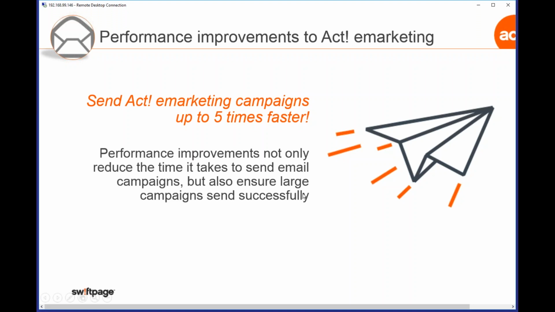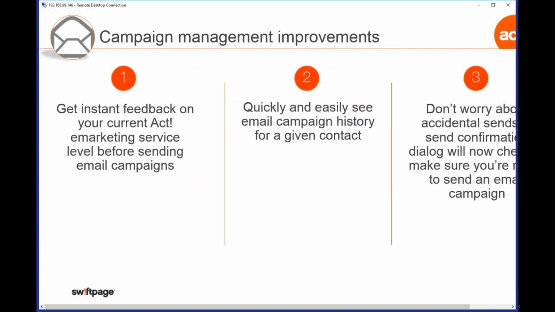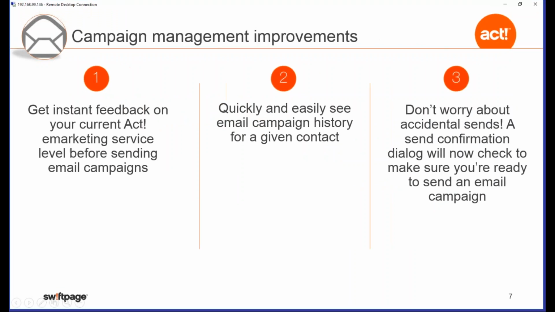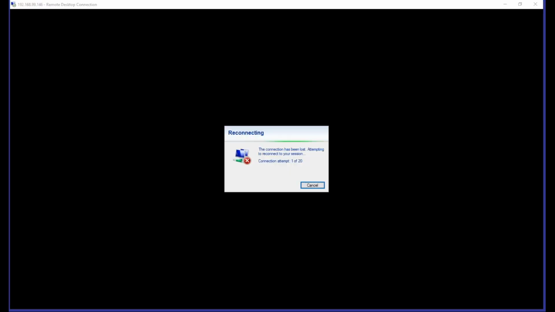Okay, so as I mentioned, it's going to ensure that your large campaigns are sent successfully. A couple other improvements that have been made. We're going to be able to get instant feedback from your service before sending the email campaigns, and we'll show you in the next slide what that means. We're going to be able to quickly and easily see the email campaign history for any given contact. And then we're not going to have to worry about accidental sends, you're going to get a confirmation dialog to make sure you're ready to send the email campaign.